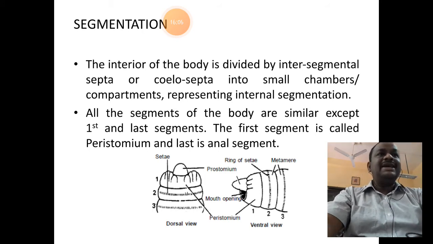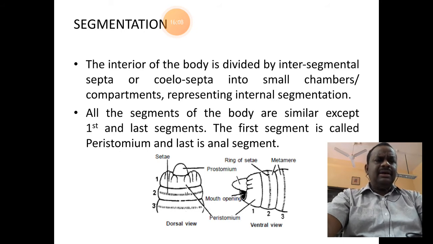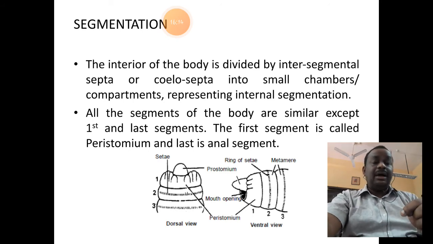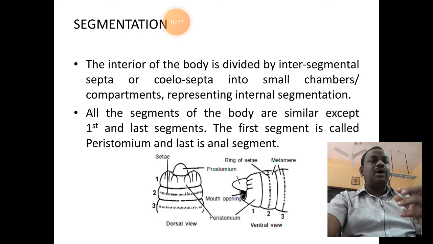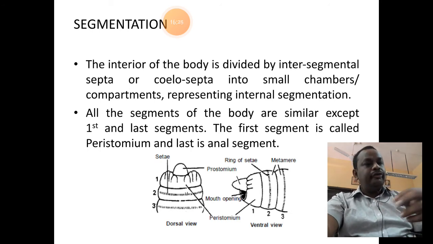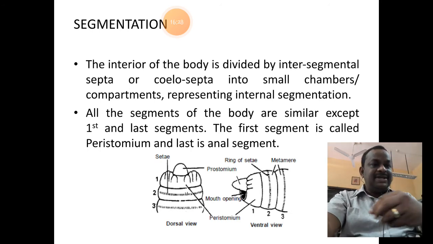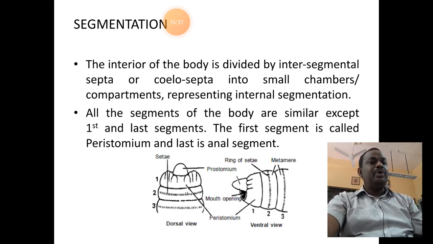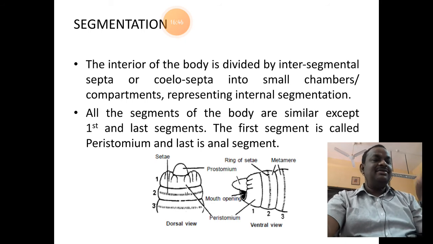Now, this anterior end can be visualized by the presence of an extension. So, the peristomium part of the segment gets extended anteriorly to form a lobe-like structure. This lobe-like structure, which extends from the first segment called peristomium, is called the prostomium. So, understand, prostomium is the extension part of the first segment, and the first segment we call peristomium.